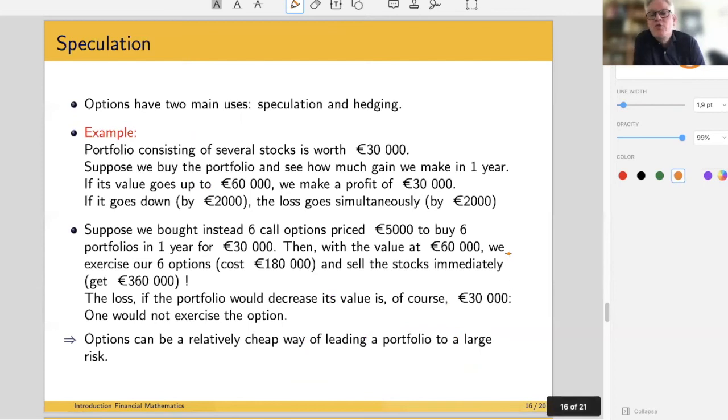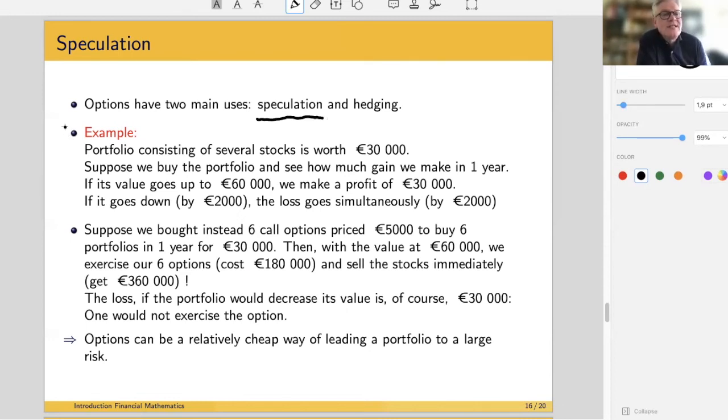Now, options have two main uses. One is speculation and the other one is hedging. Speculation is similar to gambling. I'll give an example for both of them. I'll start with speculation. In the example that I'll do, there are two scenarios.